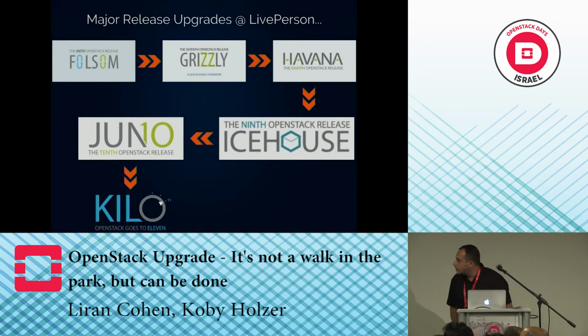So here we can see our upgrade path. We started upgrading with Folsom, the 6th release. It's not the first release that LivePerson started with OpenStack. We started much earlier, but this is the first release that we started upgrading from. So these are all the upgrades that we did, and today we are running the Kilo release.